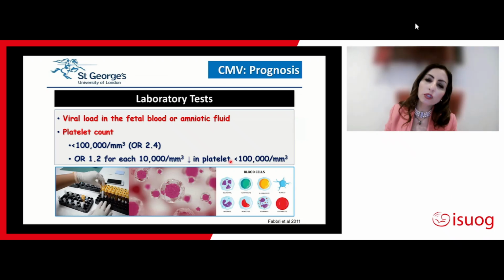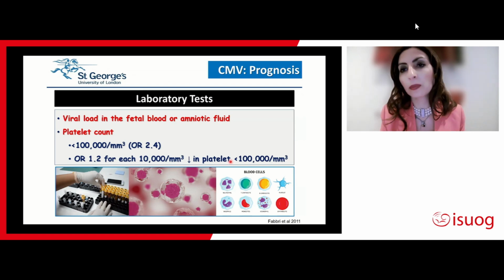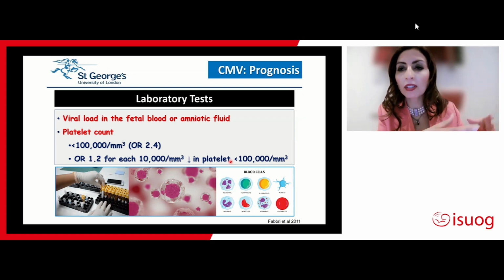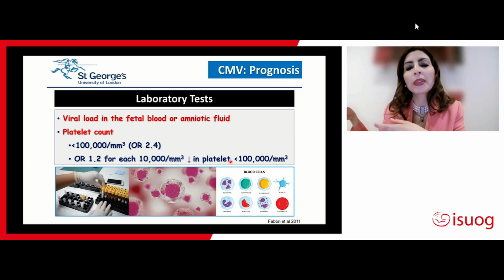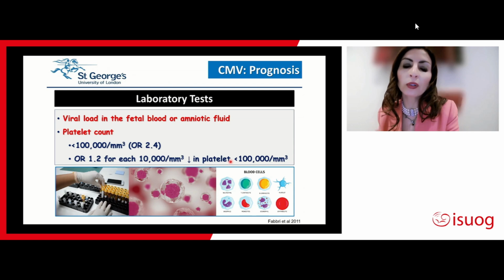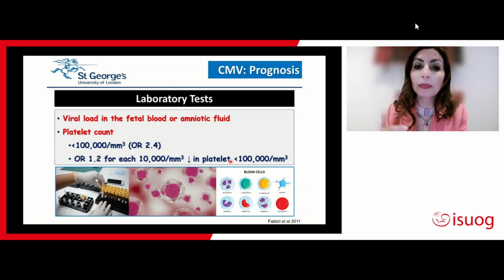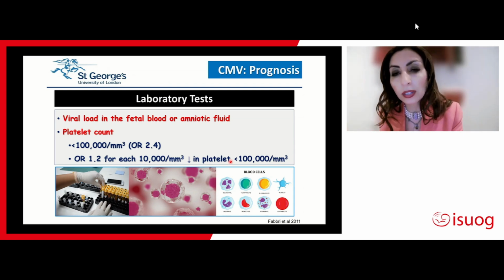So back again to our ability to assess the severity and the prognosis. We spoke about the timing of maternal infection. We spoke about the fetal abnormalities and the type of abnormalities, and they have different prognostic value. And finally, the laboratory. We know that viral load in the amniotic fluid or the fetal blood is associated with symptoms: the higher the level, the higher the chance of being symptomatic at birth.